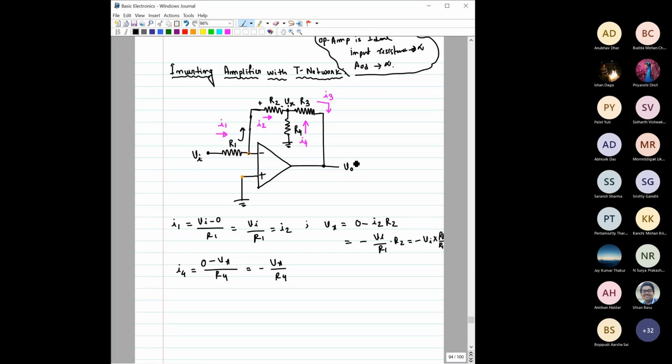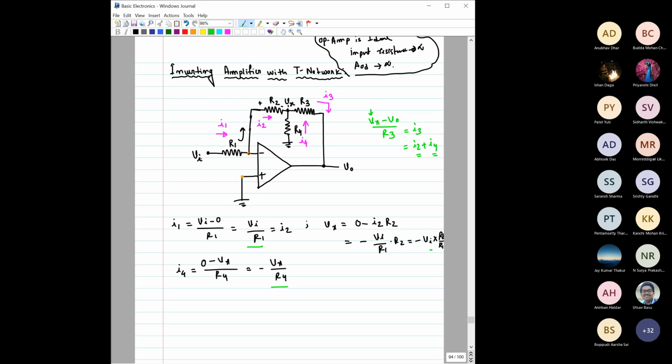Okay, so what is V output? From here I can very easily say Vx minus V output by R3, right? Vx minus V output by R3. This is equal to I3, right? Now what is I3? This I3 is equal to I2 plus I4, right? Now I2 I can write in terms of Vi. I4 you can also write in terms of this Vi, because here it is Vx, so you can now write Vx in terms of Vi. So that way, here also you have one Vx. So this expression gives you a relation between V output and V input, right?